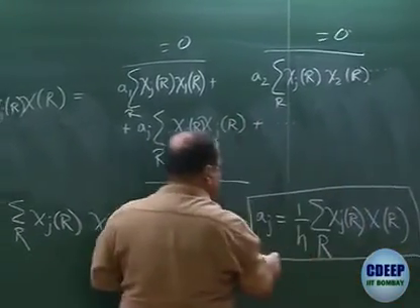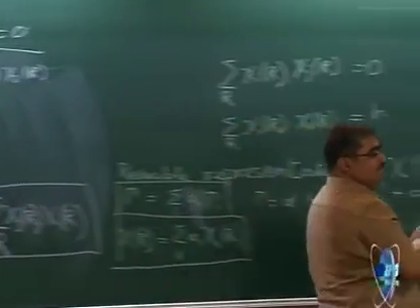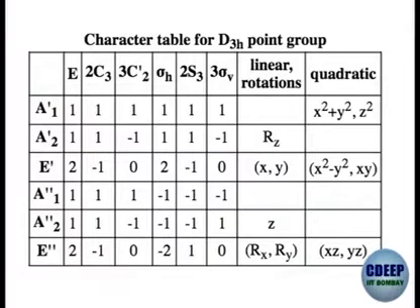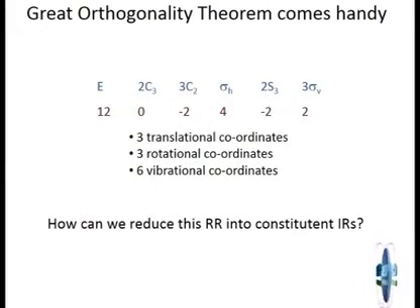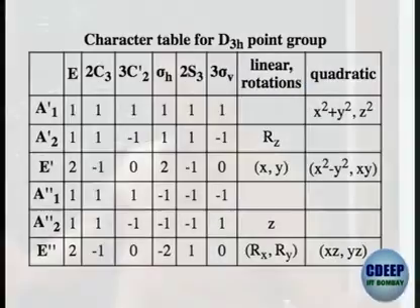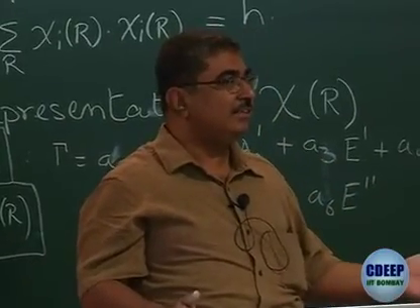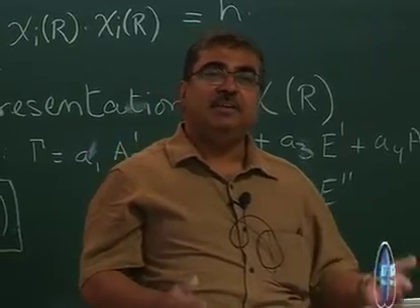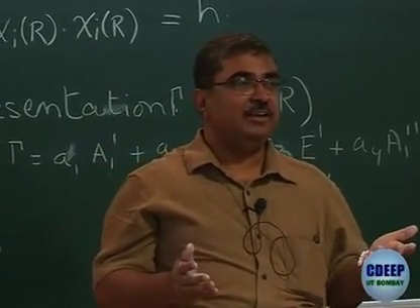What is aj? Aj is the coefficient of the jth irreducible representation. What is chi j of r? It is the character for symmetry operation r in the jth irreducible representation. What is chi of r? It is the character of the same symmetry operation r in the reducible representation. Okay. So now see, we already know the values of chi of r, right? 12 0 -2 4 -2 2. And if I look at the character table, I also know the values of all chi j r's, is that right? So we can find out the values of aj's for all j's, okay? You just have to work it out.